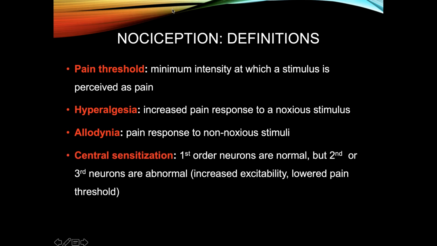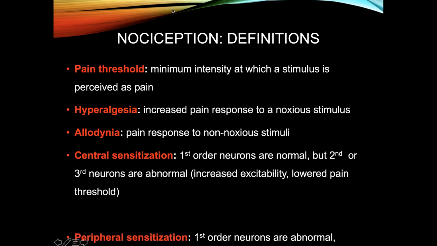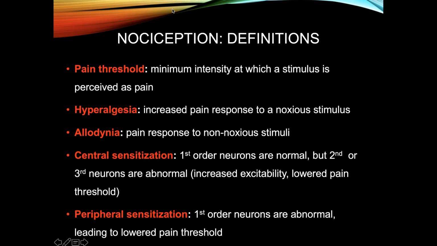Central sensitization. This is when you have first order neurons that are normal, but the second or third are abnormal. So this is increased excitability and then the lowered pain threshold due to that. Whereas peripheral sensitization, this is when the first order neurons are abnormal, and this leads to a lower pain threshold as well.